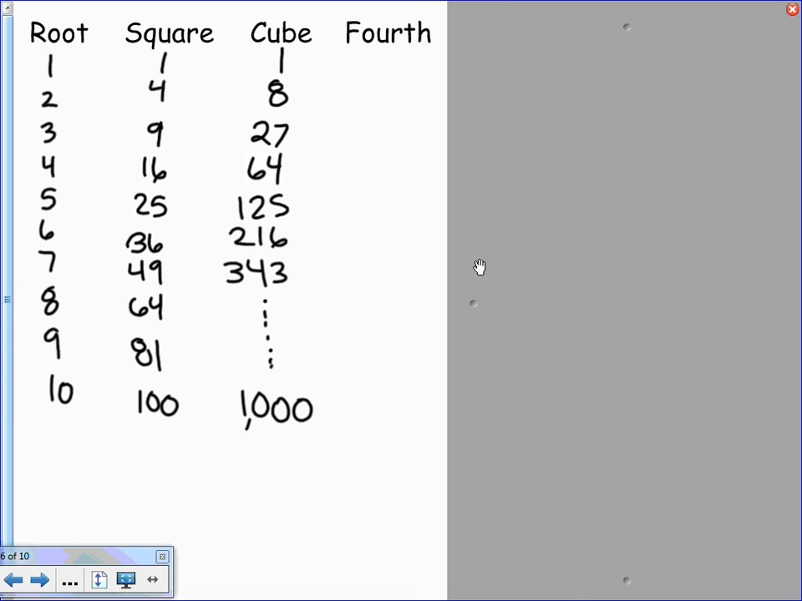Let's make a list for perfect fourths. Perfect fourths are easy if you've already made a list of perfect cubes. So now you're going to go to your list of perfect cubes and you're going to multiply it by the root one more time. So 1 times 1 is 1. 8 times 2 is 16. 27 times 3 is 81. And 64 times 4 is 256, but I really won't go much beyond that. I suppose I could write up 625.